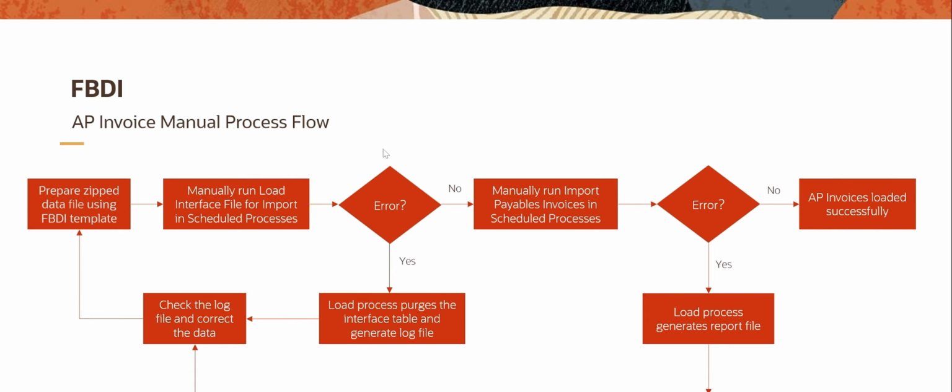This is an example of the AP invoice FBDI process flow. So this is a step-by-step process. We need to prepare the data first and fill up the FBDI template and then go into the Fusion applications and submit two ESS jobs. And if they complete successfully, then we can check the report in Fusion to know the execution details.